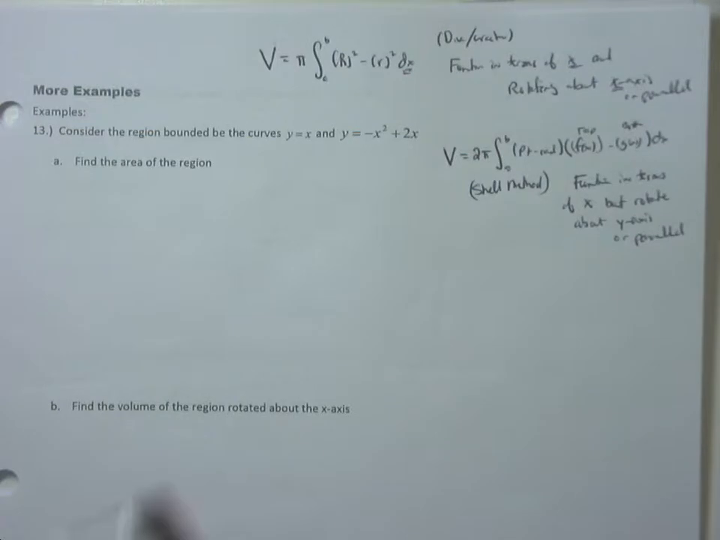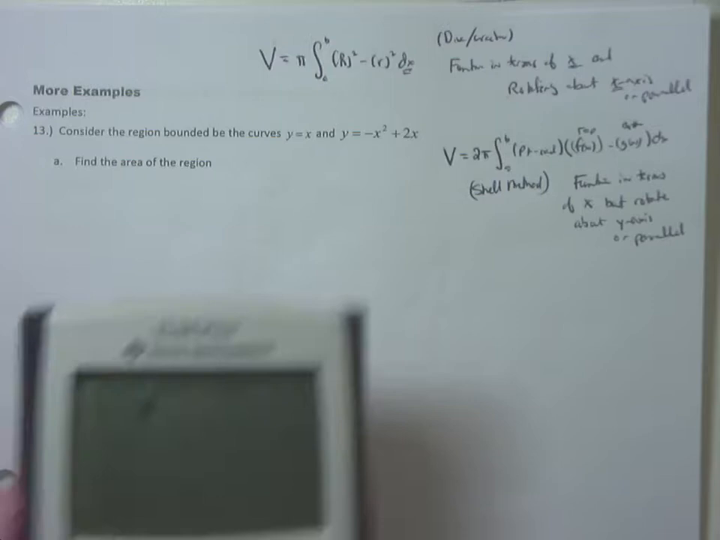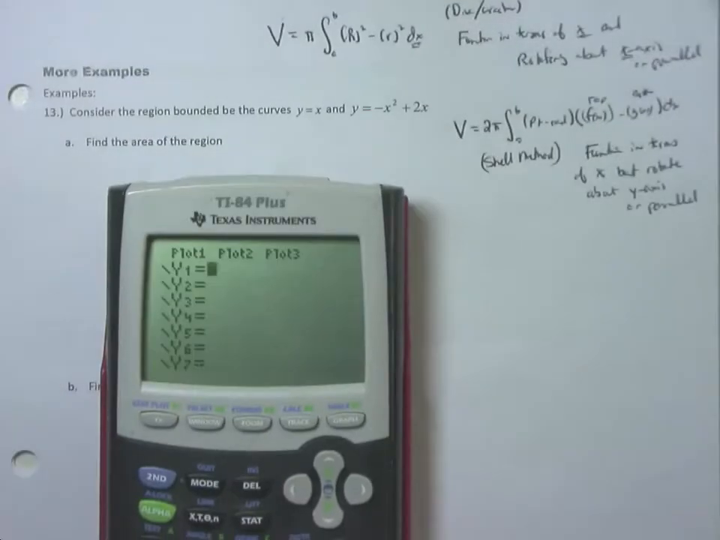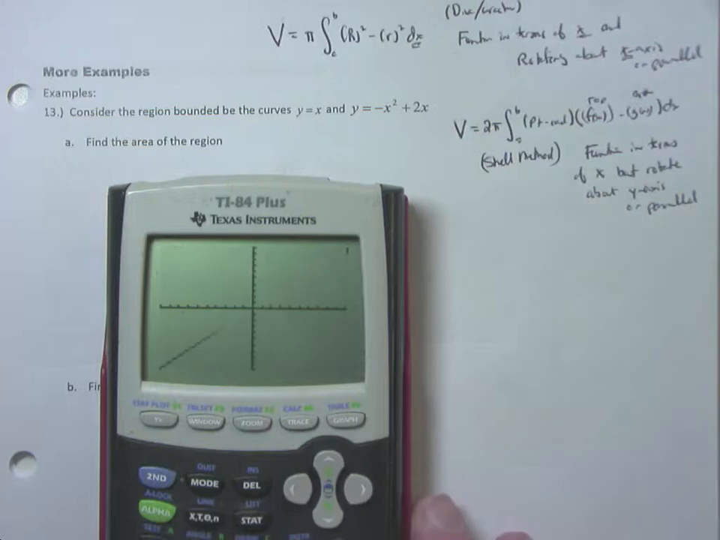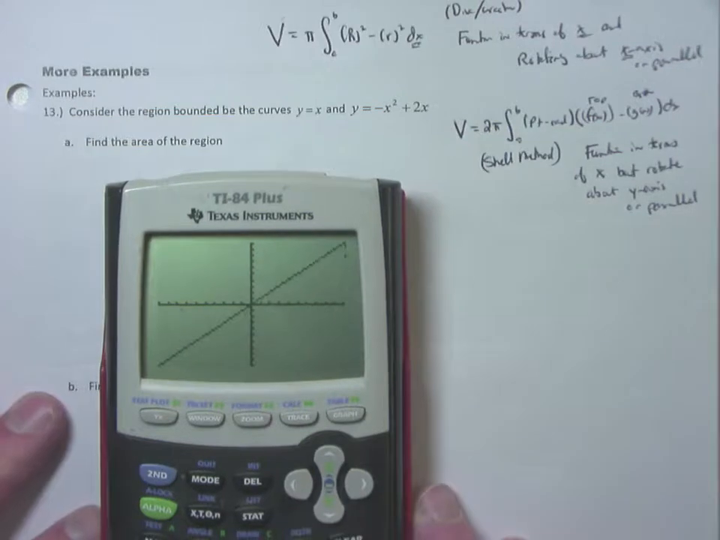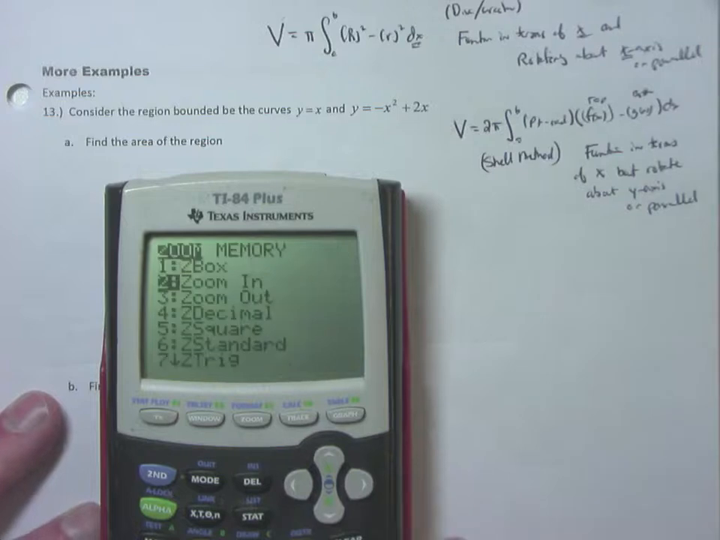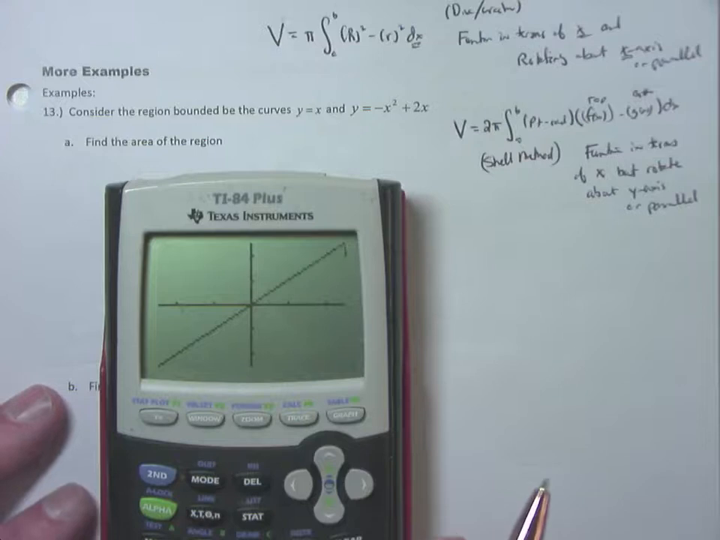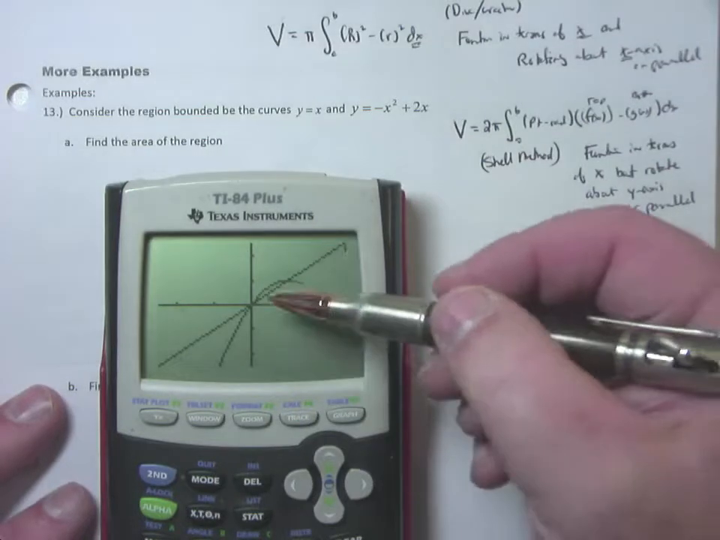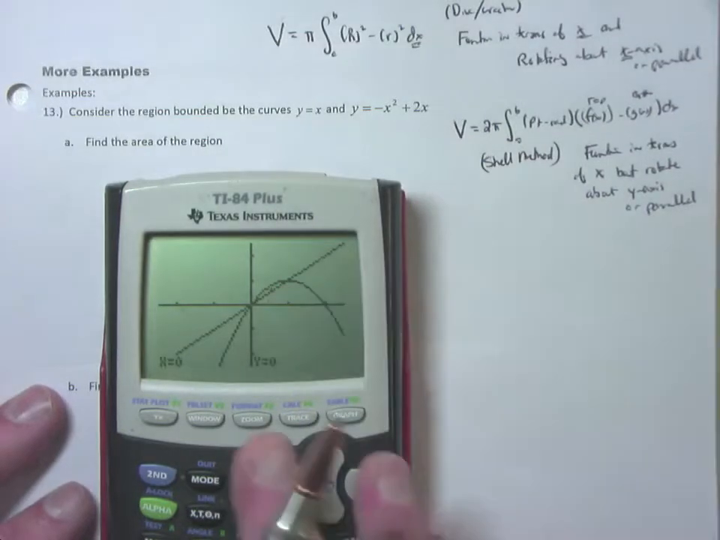Well, the first thing I'm going to do is graph this guy. So I'm going to go over here, get my calculator and clear it out. I want to get a good picture of this: y equals x and y equals negative x squared plus 2x. I'm going to do a Zoom 6 on it, Zoom Standard, negative 10 by 10 screen here. And I'm looking for the region that's been captured. If I zoom in on that spot, you're going to see that it's a very small little sliver. It's right there. That's what's been captured.